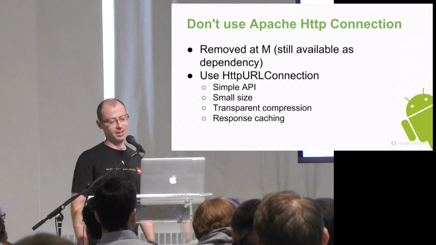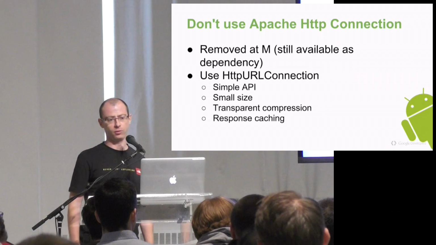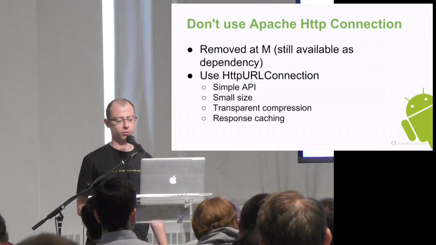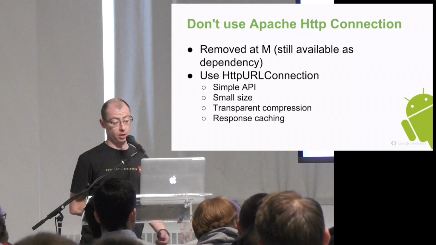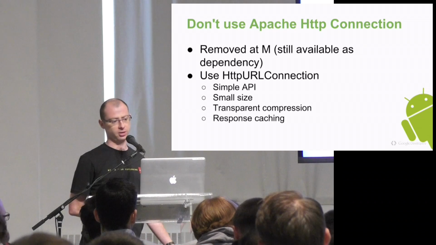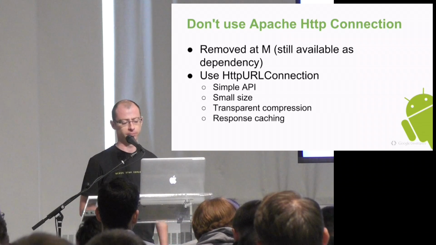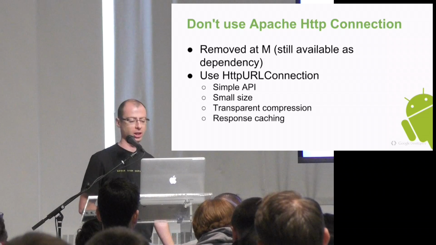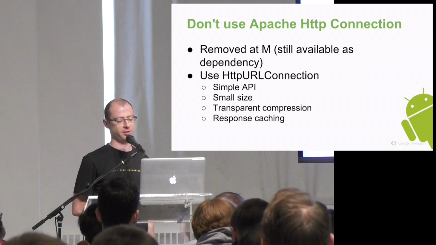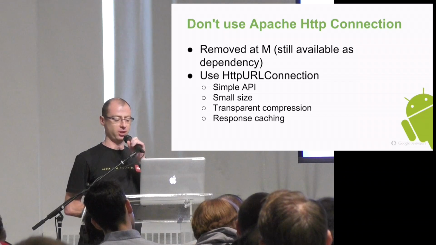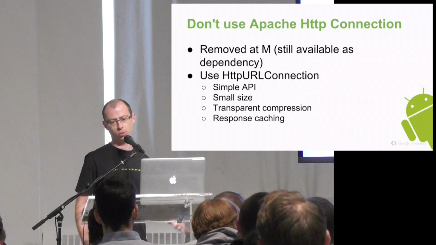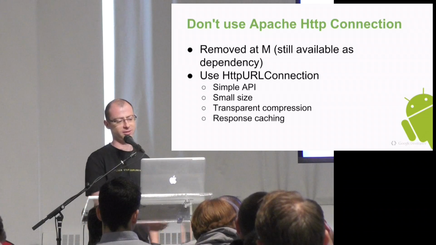And as a latest and greatest example, if you guys don't know, we removed the Apache HTTP connection. By the way, it's still available as a Gradle dependency. Please use HTTP URL connection. It has a simpler API, smaller size, transparent compression, better response caching, and other cool things.